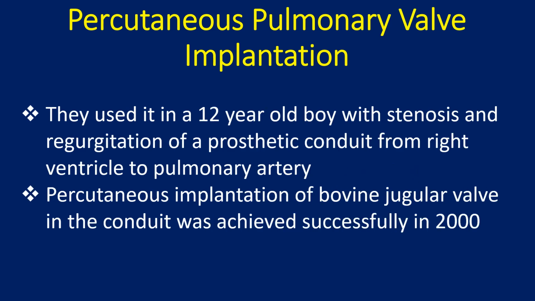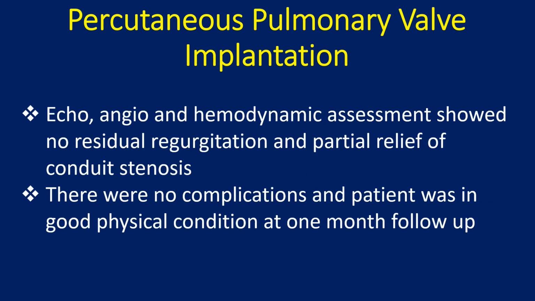They used it in a 12-year-old boy with stenosis and regurgitation of a prosthetic conduit from right ventricle to pulmonary artery. Percutaneous implantation of bovine jugular valve in the conduit was successfully achieved in 2000. Echo, angio and hemodynamic assessment showed no residual regurgitation and partial relief of conduit stenosis. There were no complications and the patient was in good physical condition at 1 month follow-up.